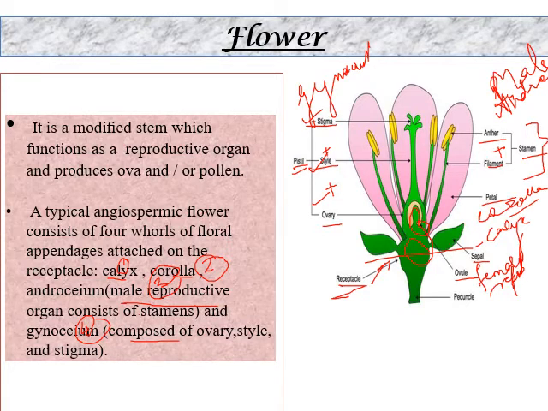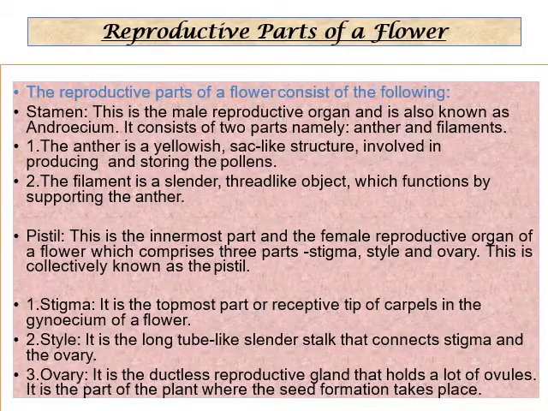These 2 reproductive parts that play an important role in reproduction are the androecium and gynoecium. I have already told you that androecium comprises anther and stamen, and gynoecium comprises stigma, style and ovary, collectively called the pistil. On the next slide, we'll talk separately about stamen, and then about pistil, and within pistil we'll talk about stigma, style and ovary. The reproductive part of the flower consists of the following.